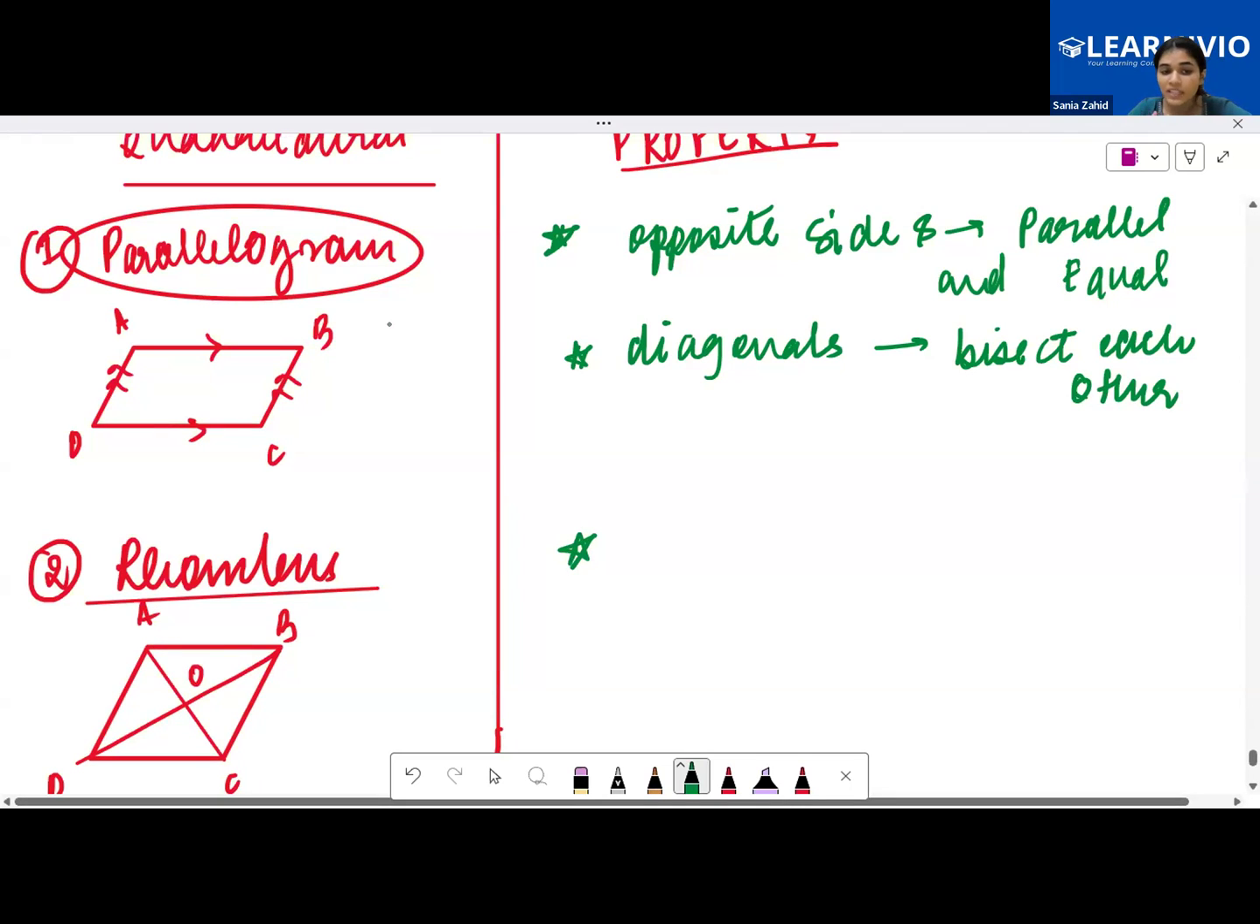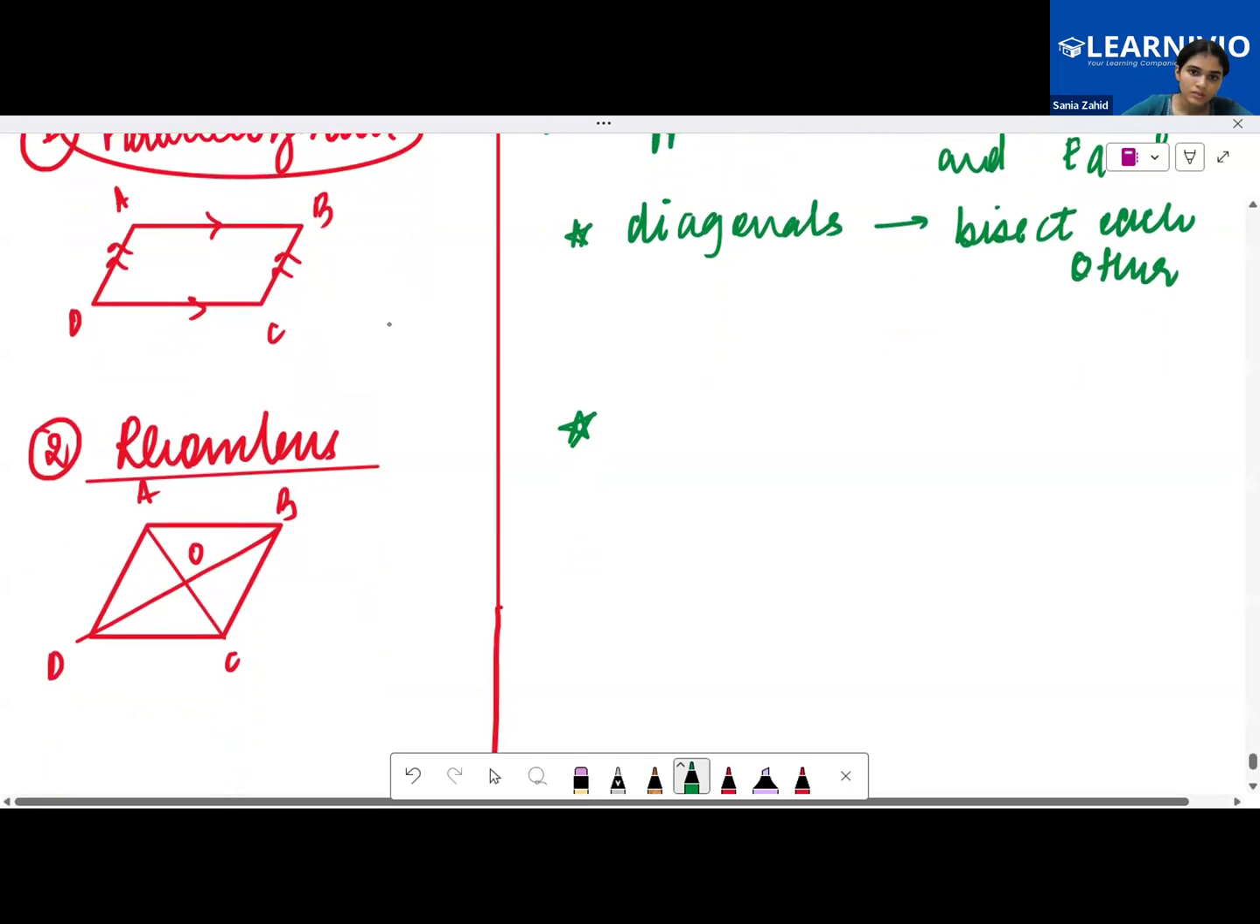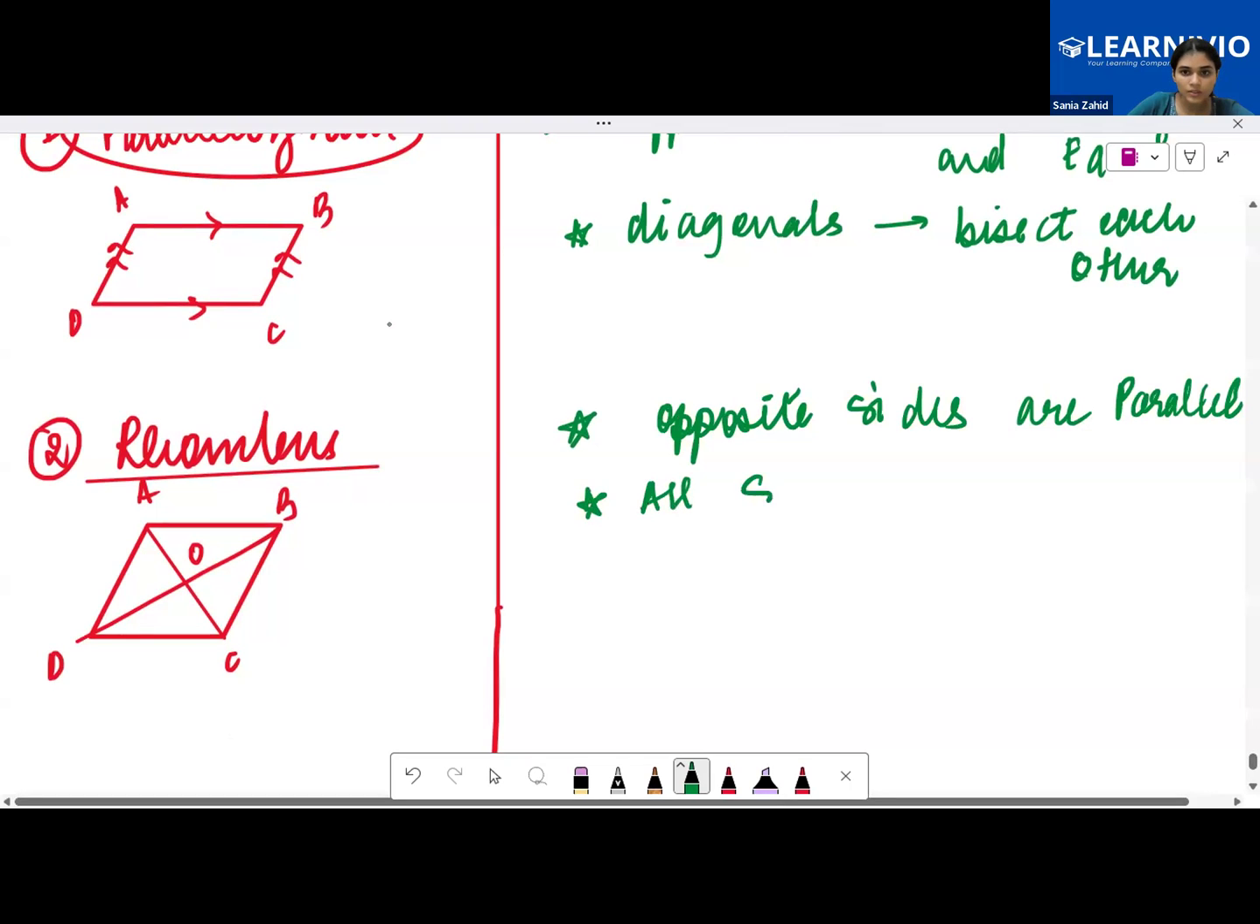No, first we talk about sides. For sides, tell me, is there anything different from a parallelogram? Yes. What is the difference? In a rhombus, all sides are equal. In a parallelogram, opposite sides are equal. Okay, so basically, opposite sides are parallel, right? Yes. All sides are equal.